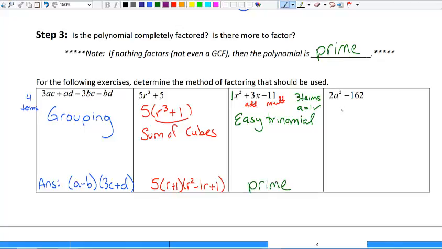On this next problem, I have a GCF. Step 1 says, is there a GCF? And there is. Once I factor out the GCF, then I look inside. Do I have 2, 3, or 4 terms left? Well, there's 2. Because it's 2 terms, it's got to be a formula. And which formula is it? Well, it's a subtract, so that means it's a difference. And because a is being squared and a1 is a perfect square, it's a difference of squares.